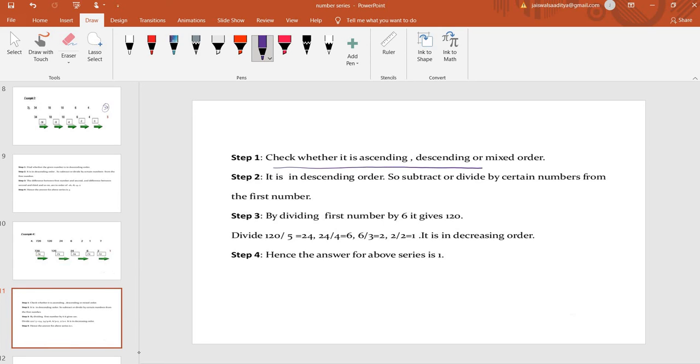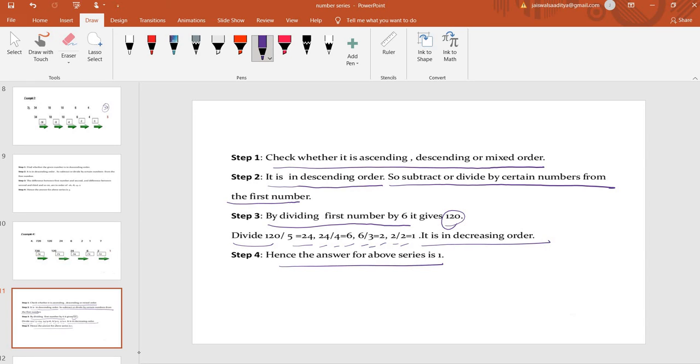Check whether it is descending or mixed order. We have checked, it is in descending order. So subtract or divide by certain numbers from the first number. We have seen the change was drastic, so we divided the first number by the second number. Dividing 720 by 6, we get 120. Divide 120 by 5, 24. 24 by 4, 6. 6 by 3, 2. 2 by 2, 1. The divisors are in decreasing order. So the answer for the above series is 1.